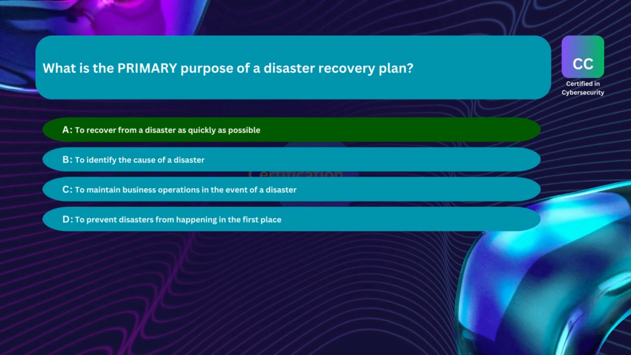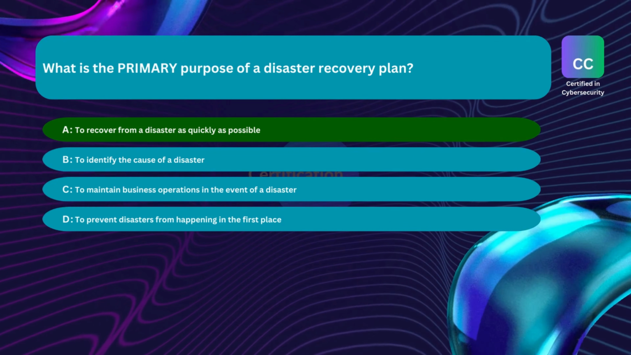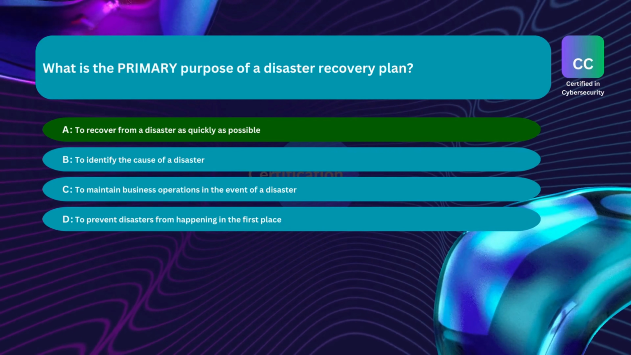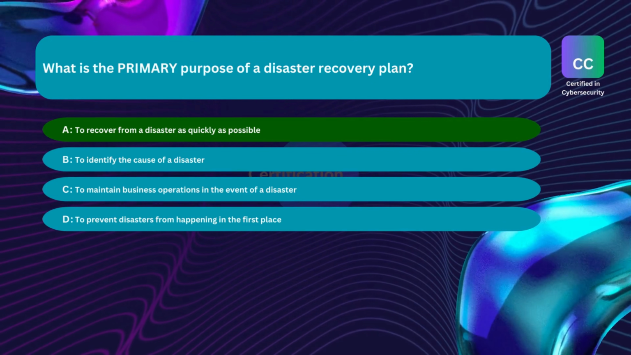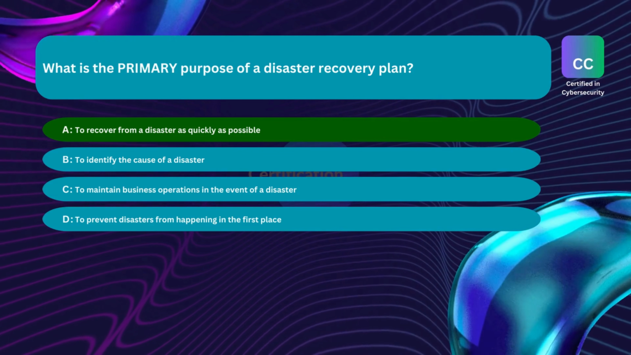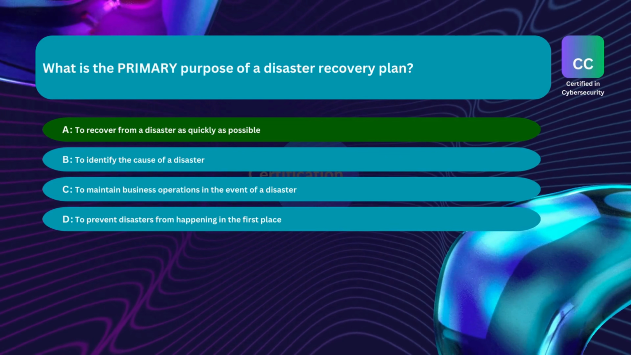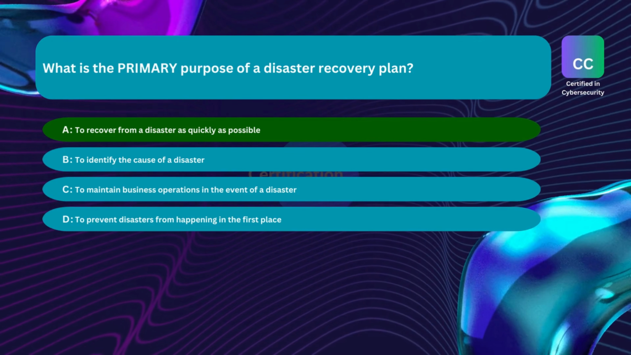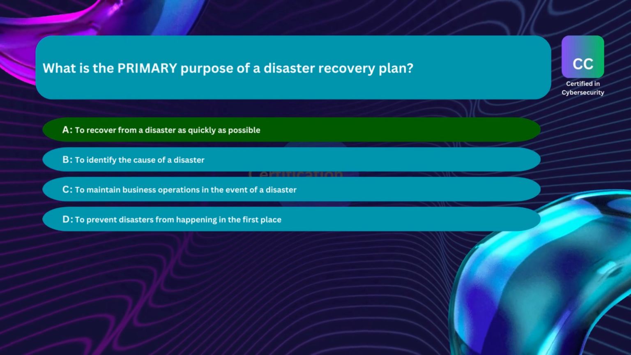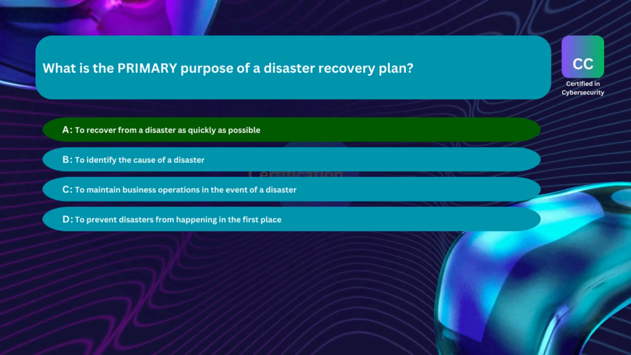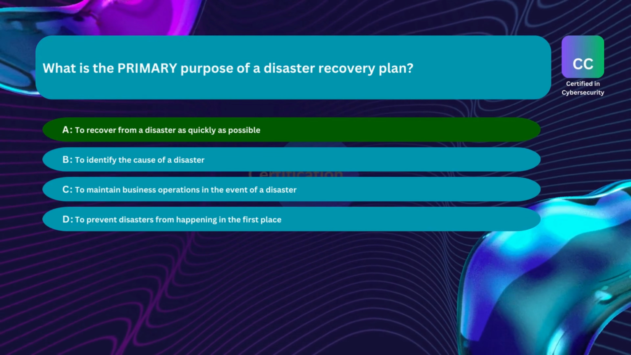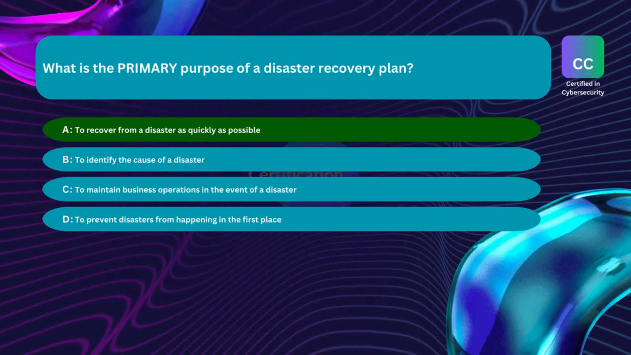The correct answer is Option A, to recover from a disaster as quickly as possible. The purpose of a disaster recovery plan is to recover from a disaster as quickly as possible. This includes identifying critical systems and data, establishing procedures for restoring those systems and data, and testing the plan to ensure its effectiveness.